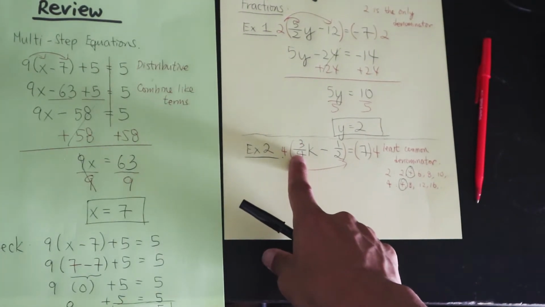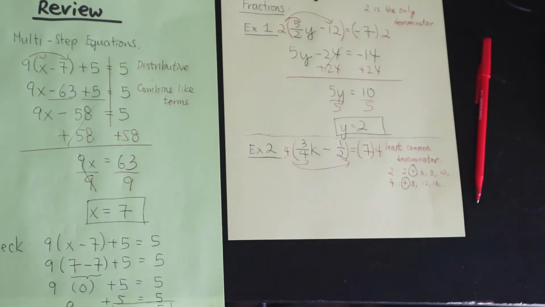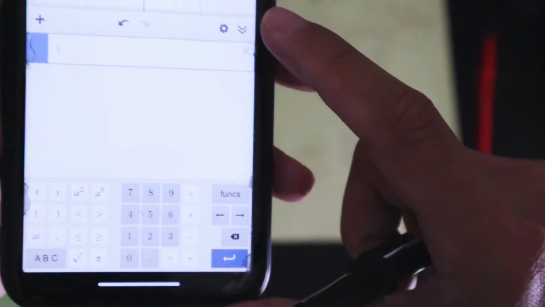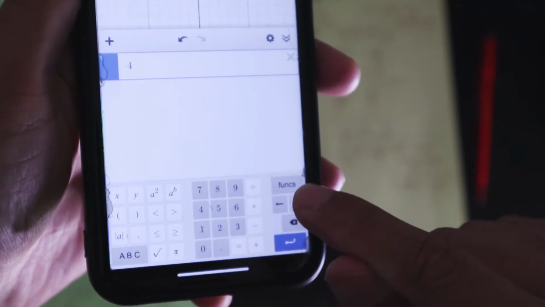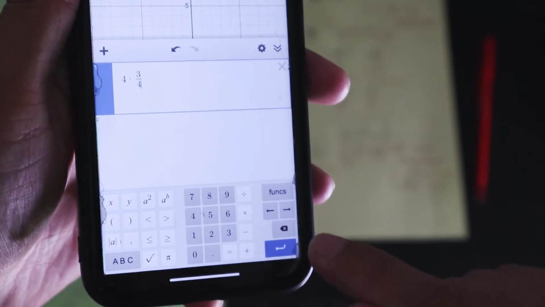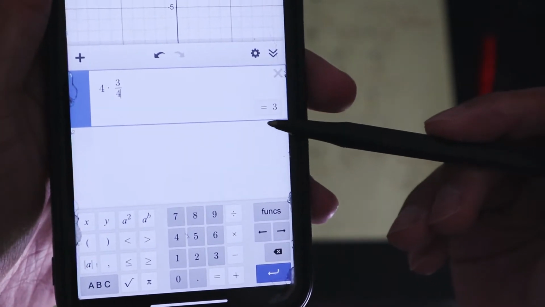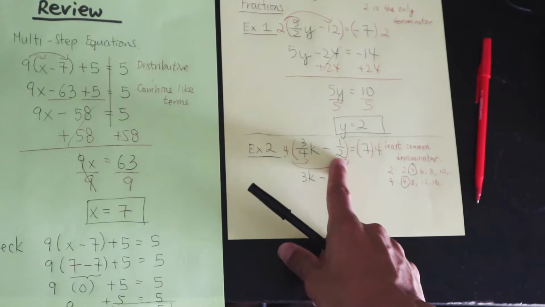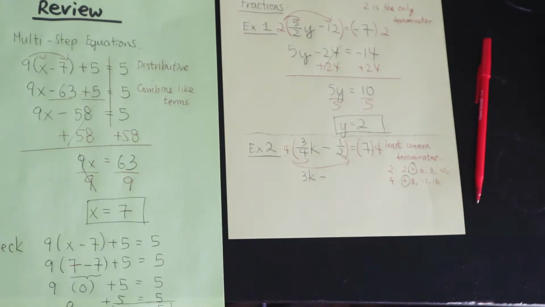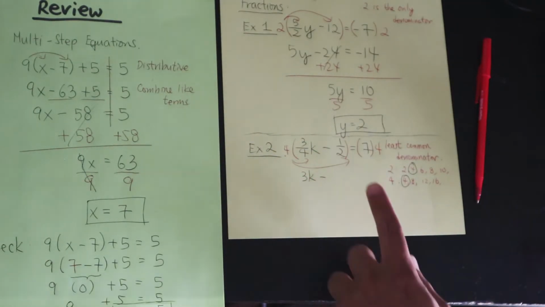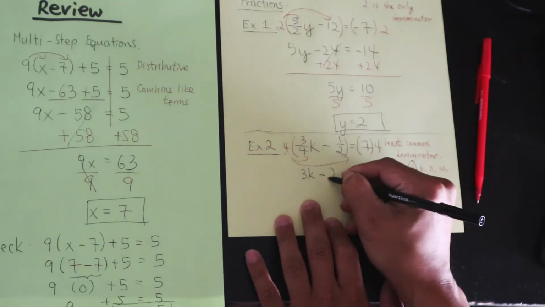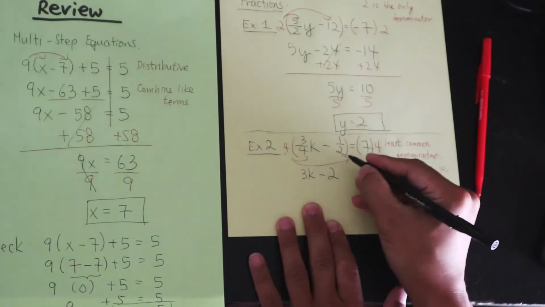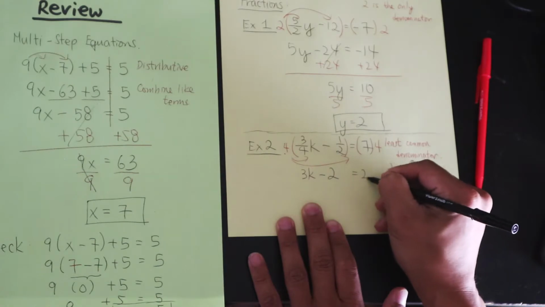So 4 multiplied by 3/4. On your calculator, you're going to type 4 multiplied by 3/4, which is the same as just 3. So I'm going to put 3k minus, now 4 times half of 4, right? You can do it in your head. What's half of 4? You cut it in half and you get 2. So 3k minus 2 is equal to 7 times 4, which is 28.